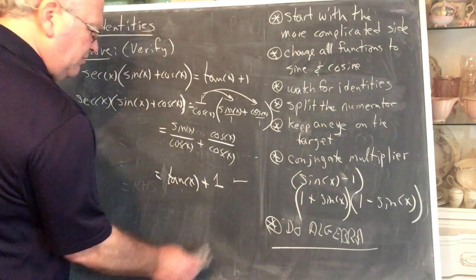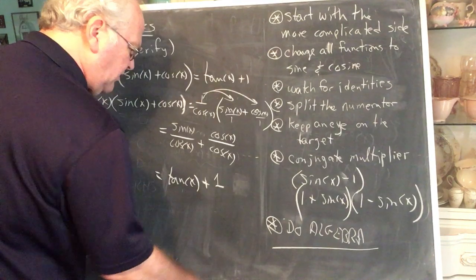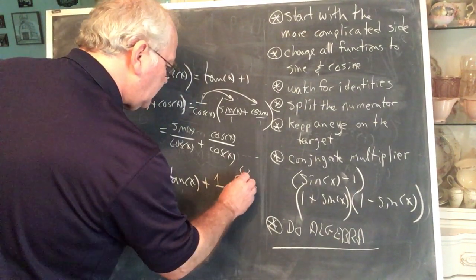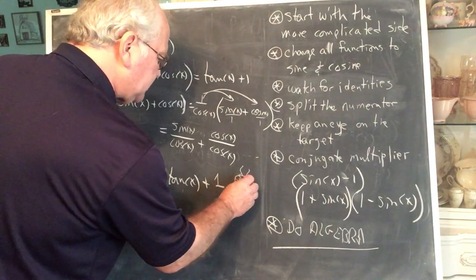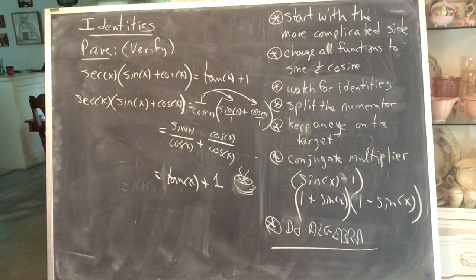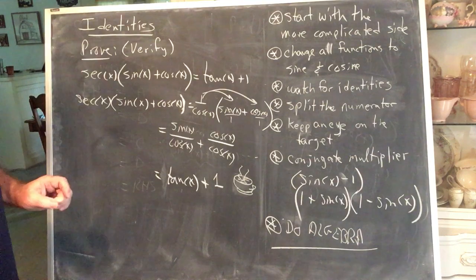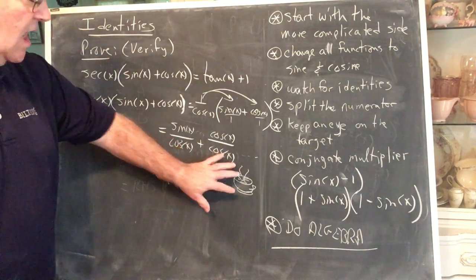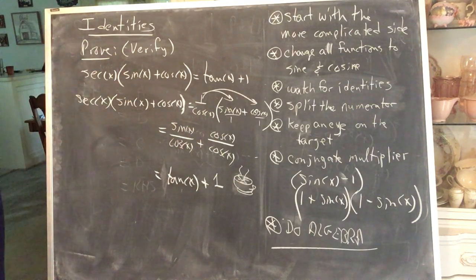Professor Bratz always would put a cup of coffee here. There was a famous mathematician who said mathematicians are machines that change coffee into proofs. And so we drink coffee and we make proofs. And so anytime you do a proof, you put a little cup of coffee.